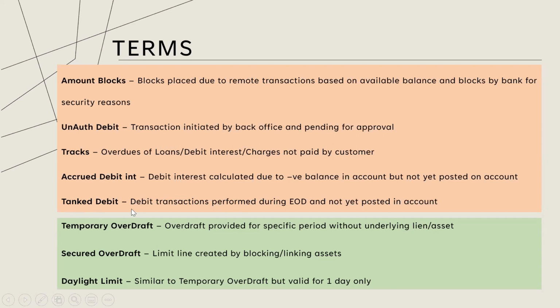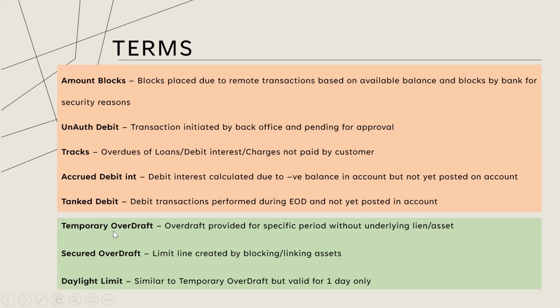During the end of the process, if a customer does an online transaction, that transaction will not appear immediately in the statement, but it will reduce the balance. This is similar to the amount blocks. Certain amount blocks are placed by the back office without any accounting entry in future, just for some blocking purpose. But a tagged debit will definitely appear in the statement after some time.